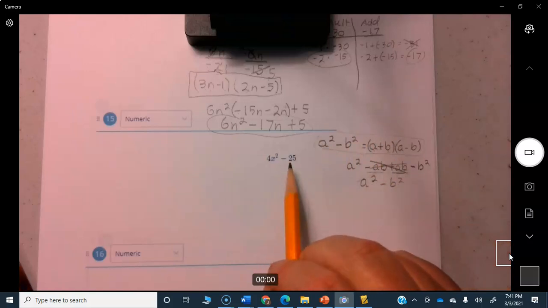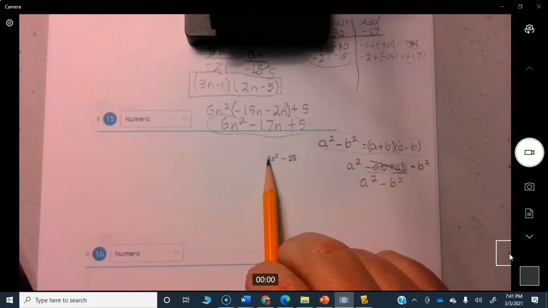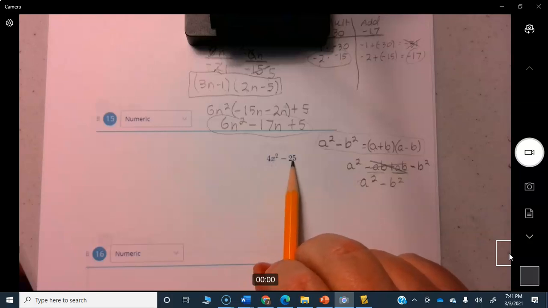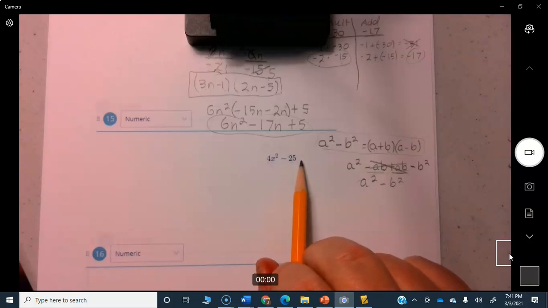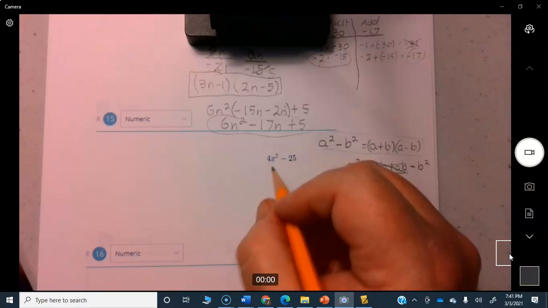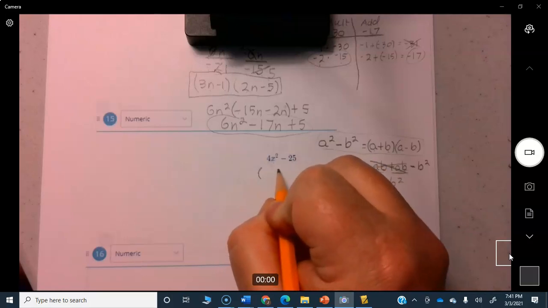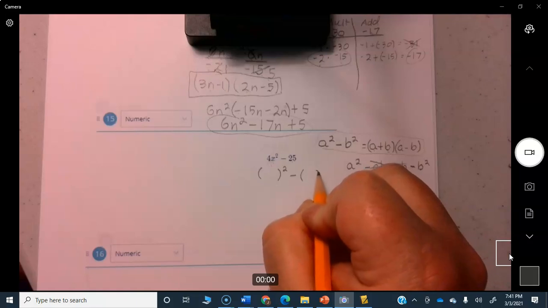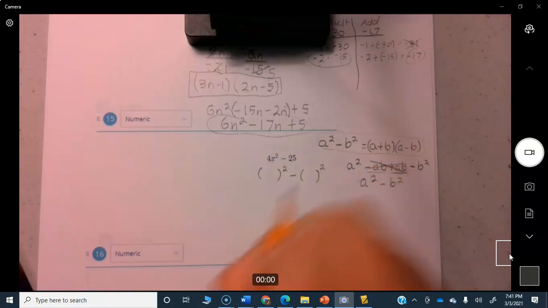All right, so let's look at this. 4 is a perfect square, 2 times 2. X squared is a perfect square, x times x. And 25 is a perfect square, 5 times 5. So the trick here is to identify what is the a and what is the b. So I'm going to draw an empty parenthesis, put a square here. Then I'm going to draw a minus sign, and then I'm going to draw another empty parenthesis and put a square here.